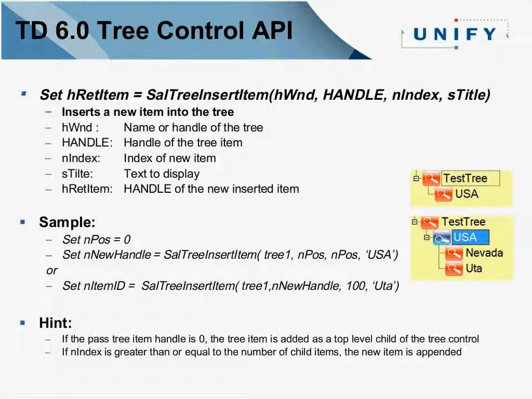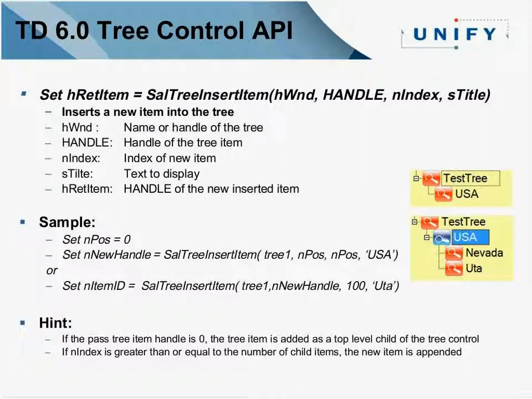That means we want to have a top-level node. If we have this node, for example, we created a node with the item USA, like in the first screenshot, then you can use the result, the new handle, to insert a new item inside the tree for USA. For example, set an item ID: tree insert item tree 1, the new handle 100.